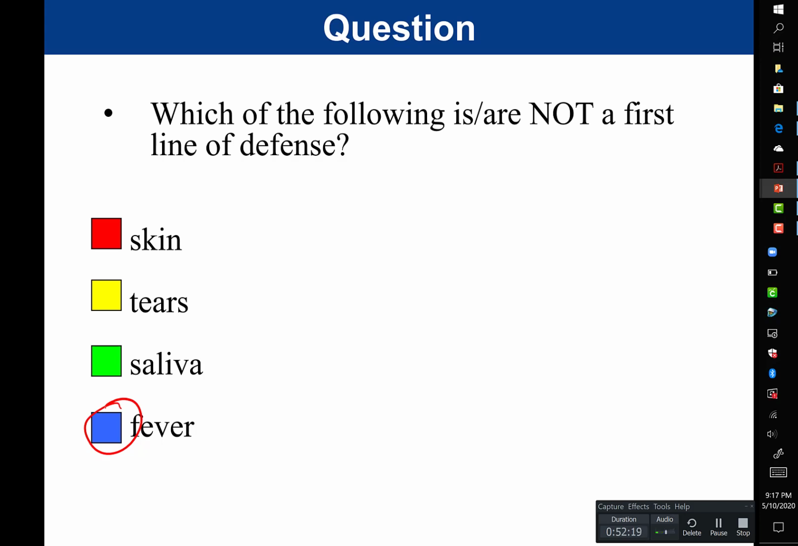So skin is part of your first line of defense. Tears, saliva, those are all part of your first line of defense. Your tears and your saliva, for example, right? They contain lysozyme, which breaks down peptidoglycan and inhibits microbes. Tears are involved in flushing of the eyes, etc. So the top three are part of your first line of defense, but fever is not. And so now we're going to move on and start to talk about our second line of defense.